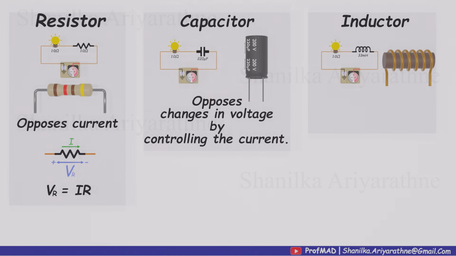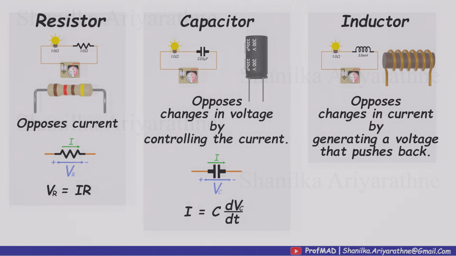A capacitor reacts to changes in voltage. It resists sudden changes in voltage by controlling the current. The current through a capacitor is proportional to how quickly the voltage across it changes. So when the voltage changes faster, the capacitor allows more current to flow. An inductor behaves in the opposite way. It reacts to changes in current. When the current tries to change, the inductor generates a voltage that pushes back. The voltage across an inductor is proportional to how quickly the current changes. Now that we've refreshed how these components behave, let's see how each one affects power in DC and AC circuits.